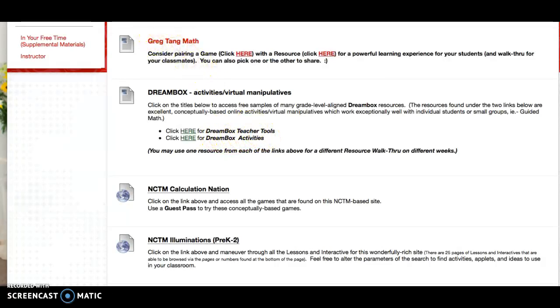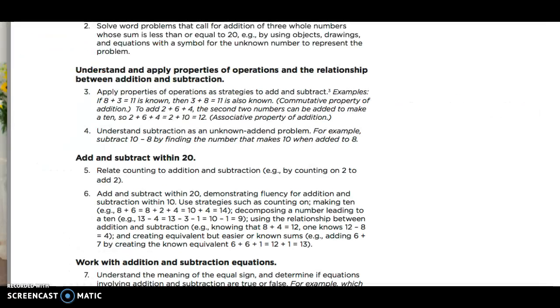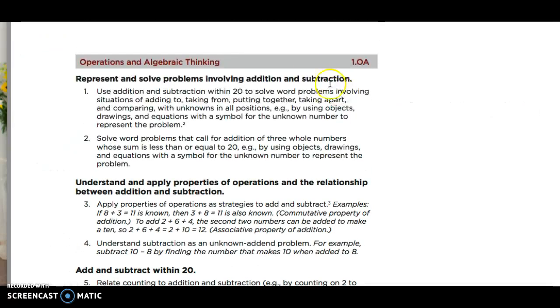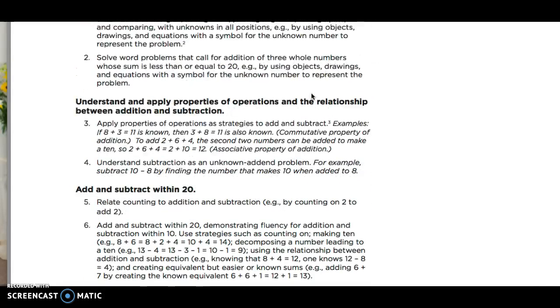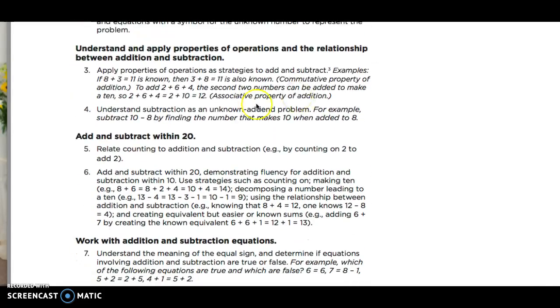I am relating this to Common Core standards. I'm in the first grade standards under operations and algebraic thinking, and I'm down here with number 5: relate counting to addition and subtraction. This is when they kind of start learning and making connections.